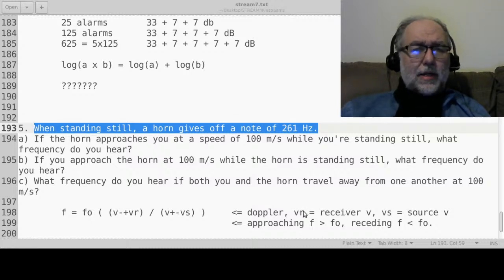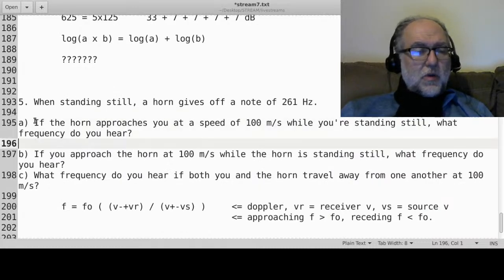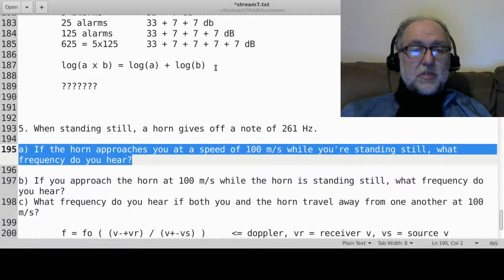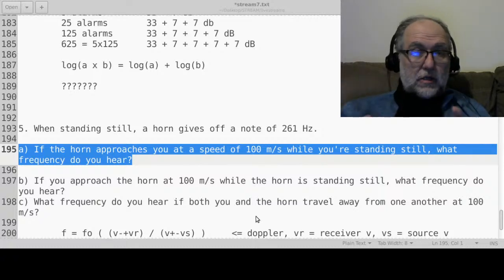All right, on the music scale. Okay, well, that's the situation. The first question is, if the horn approaches you at a speed of 100 meters per second. Now, 100 meters per second is pretty fast, but we could do that. So this horn is approaching, and you're standing still.